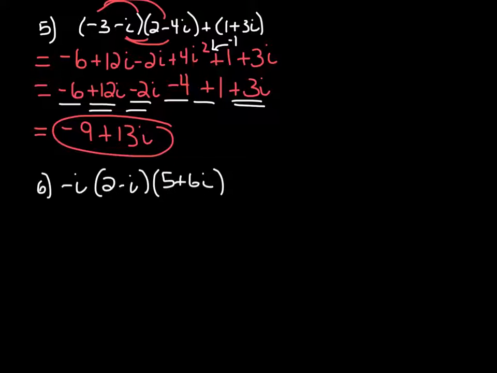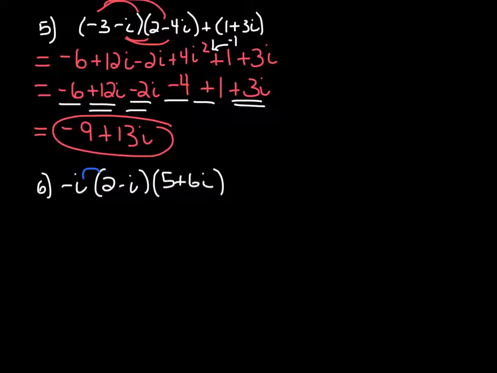All right, number 6. Now, there's a couple different ways you could start with number 6. You could double distribute out these two parentheses, or if you want, you could distribute the negative i in first and then double distribute. I'm going to actually do that. All right, I'm going to distribute. I'm going to change colors. So we're going to go to blue.